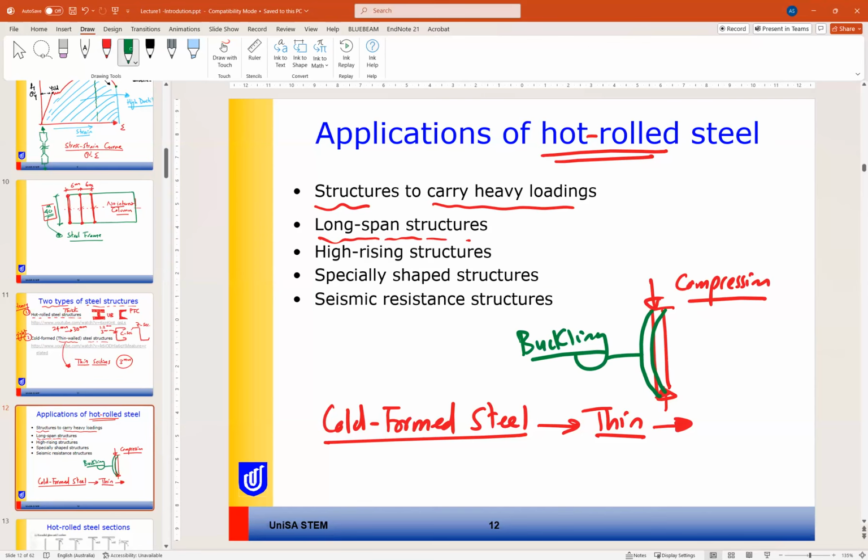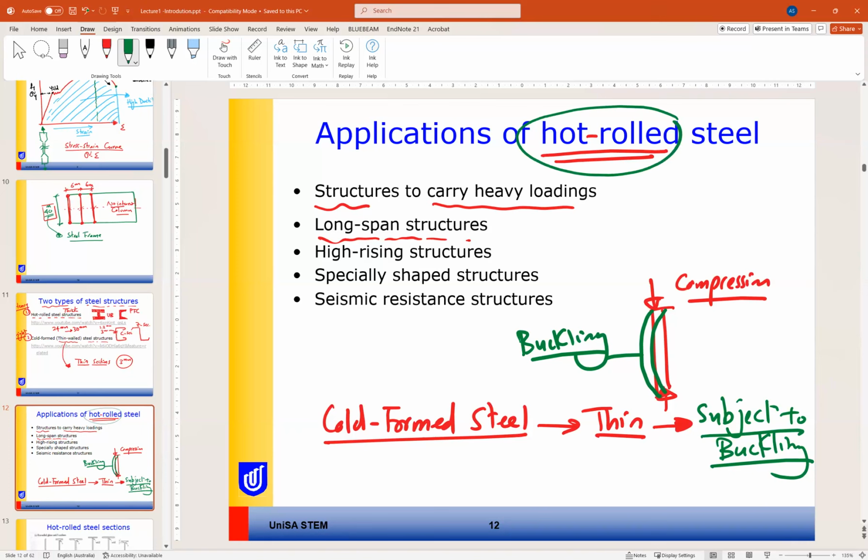So it is susceptible or subject to buckling more than the hot rolled steel. So in long spans, we will need thicker material or we will need to avoid the buckling. So that's why we will need the hot rolled.